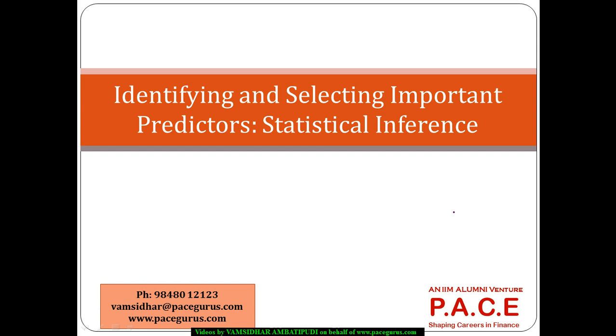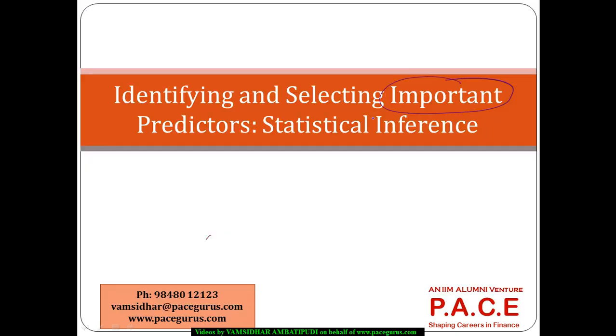Now that we know how to build a regression model, in this session I will be focusing more on the outcome that the regression model has given. How do I talk about the important predictors? Which one of them are important and which one of them are unimportant?